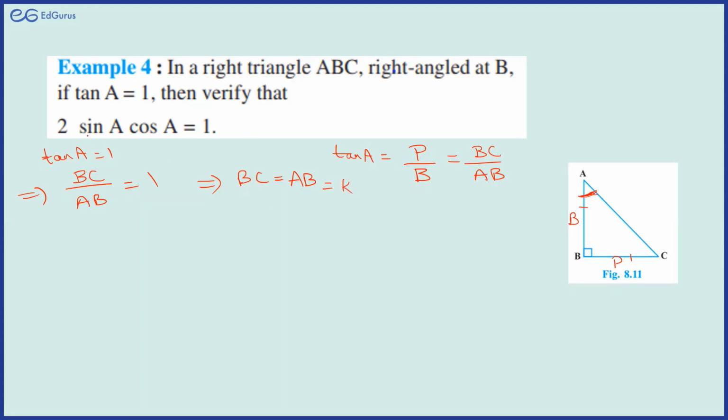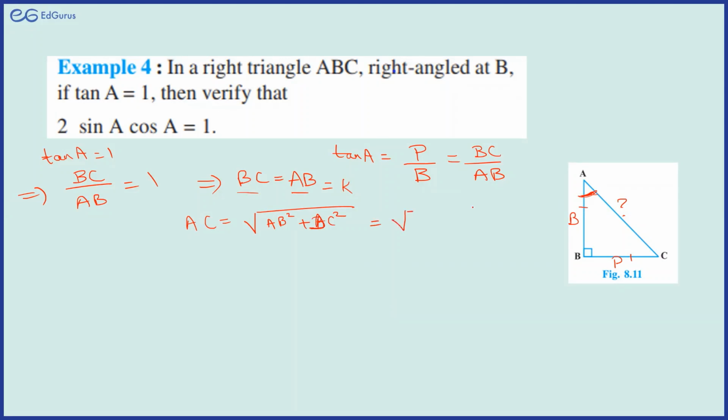Okay? Because हमको proof क्या करना है? 2 sin A into cos A is equal to 1. और उसके लिए sin और cos निकालने के लिए हमें क्या चाहिए होता है? हमें चाहिए होती है hypotenuse. Right? And that's not given to us. So this is a question mark. We have to find it. We are given this. So let's assume this is K. If this is K, तो AC क्या होगा? Using Pythagoras Theorem, it is AB square plus BC square.